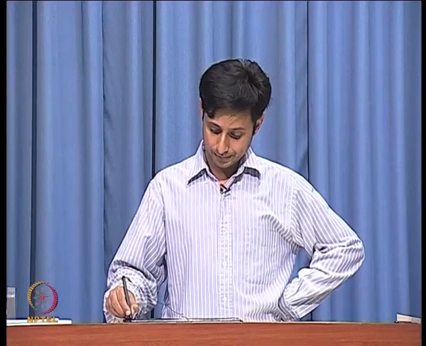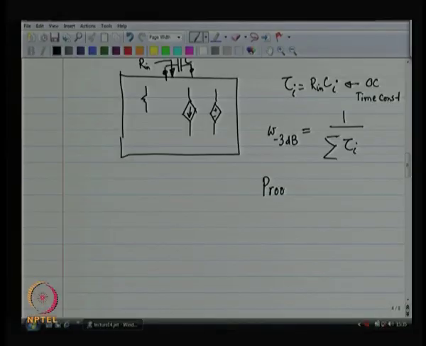Now, next step, before I proceed further, next step is to prove this. How are you going to prove this? I mean, we can't just say that it so happens that it is fairly accurate and that is the proof. No, that is not the proof.